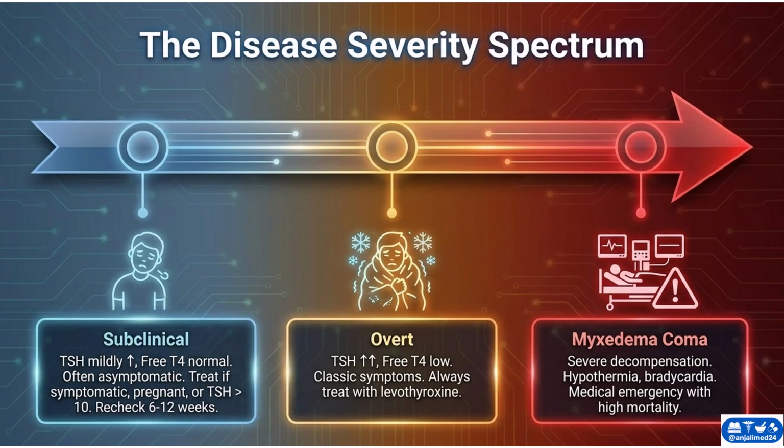The next stage is overt hypothyroidism, characterized by a markedly elevated TSH and low free T4. Patients develop classic symptoms such as fatigue, weight gain, cold intolerance, constipation, and dry skin. These patients require levothyroxine replacement therapy. At the most severe end is myxedema coma, a rare but life threatening endocrine emergency. The patient presents with severe hypothyroidism, hypothermia, bradycardia, and altered mental status, and it carries a high mortality rate. Immediate intensive care and IV thyroid hormone replacement are essential. Recognizing where a patient falls on this spectrum helps you guide timely treatment and prevent serious complications.